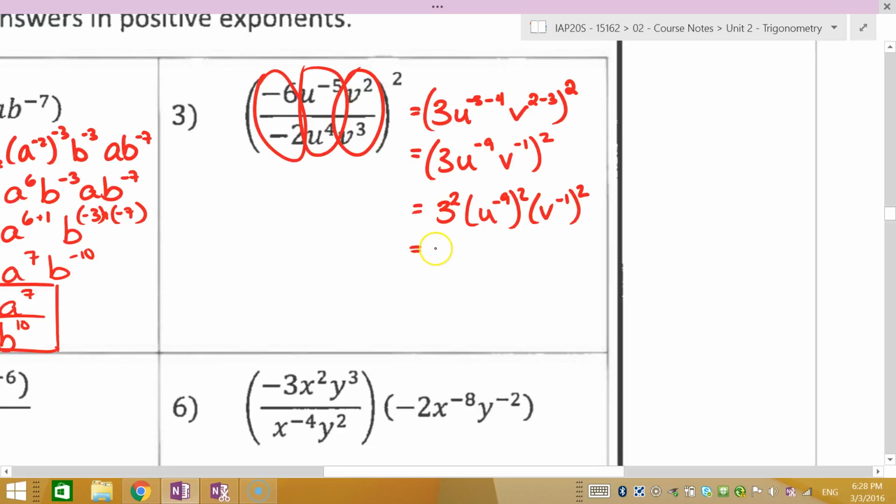So 3 squared we can simplify. That is 9. U, we multiply now. Power of power rules. So it's u to the negative 18 and v to the negative 2. Again, we don't want those negative exponents, so my final answer in this case, 9 stays in the numerator since its exponent is positive. But the other two get bumped down into their reciprocal form, lose the negative, keep the exponent value, and that is my final answer.